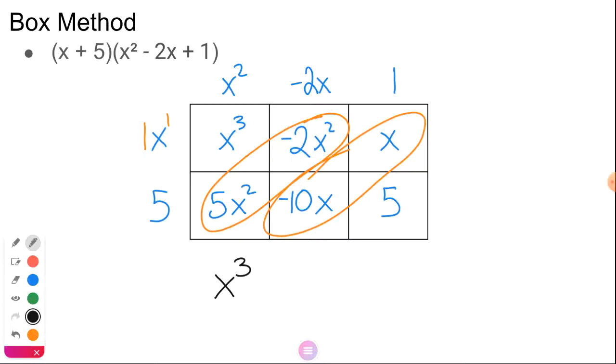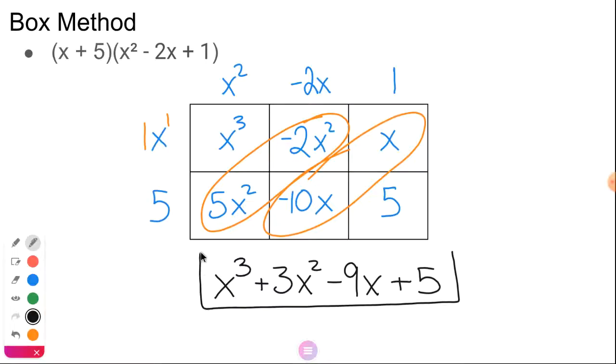Our next monomial will be the x squareds. So we have a positive 5 and a negative 2. So 5 plus negative 2, or 5 minus 2, is 3. So we're going to have a plus 3x squared. Our next ones, we have a negative 10x and a positive x, so that's the same as negative 10 plus 1. So we get a negative 9x. And then our constant does not have any like terms, so plus 5. That would be the final result of multiplying those two polynomials.